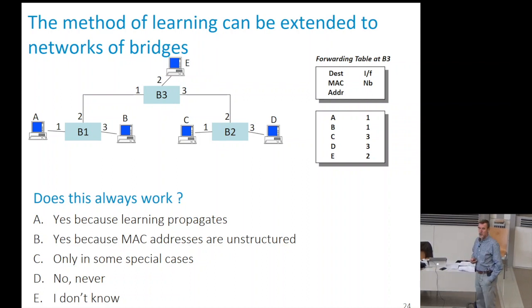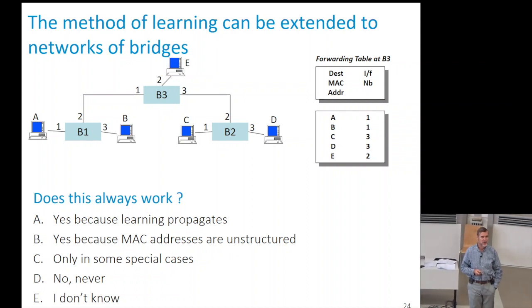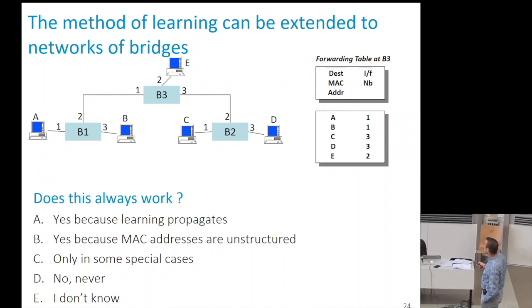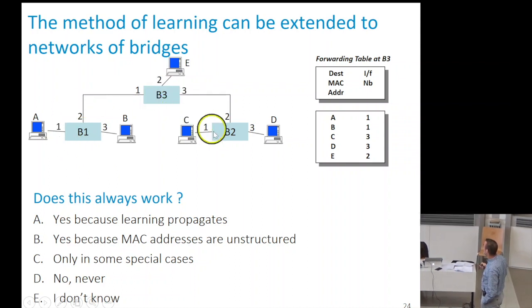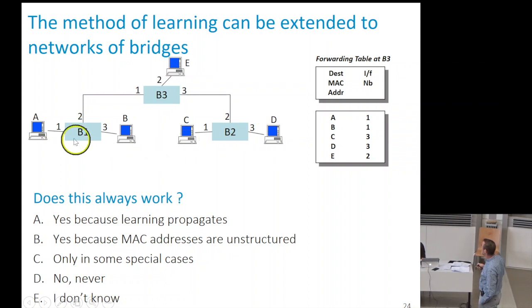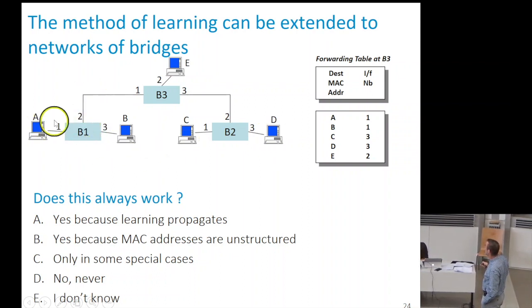Now, of course, you would like to build a network that has more than one bridge. Bridges are like routers. They're meant to be made in a network. Does it work if I have more than one bridge? So here I'm showing a network where I have 3 bridges. A and B are on B1, etc. And if we apply this mechanism, A wants to talk to D, what will happen? Well, B1 doesn't know what D is, so it will forward it to all 3 ports.